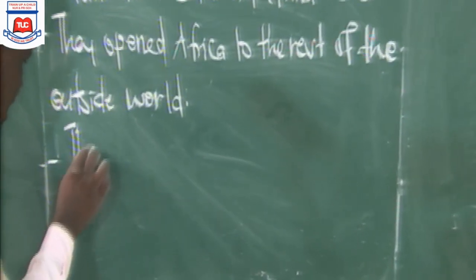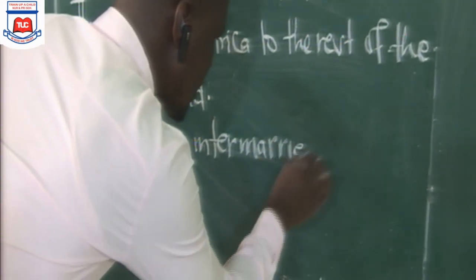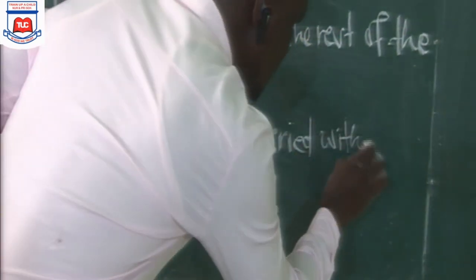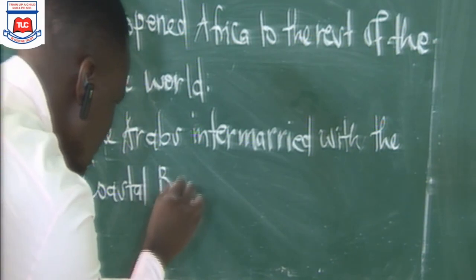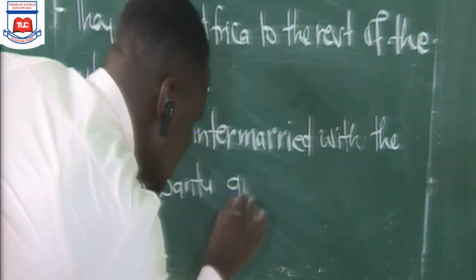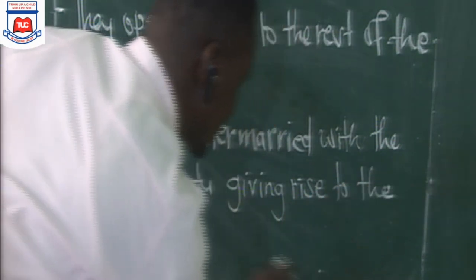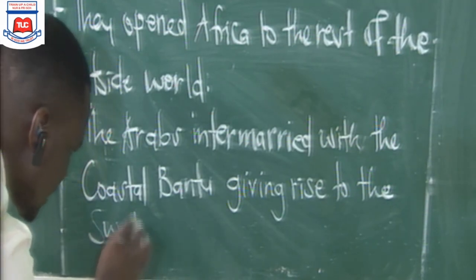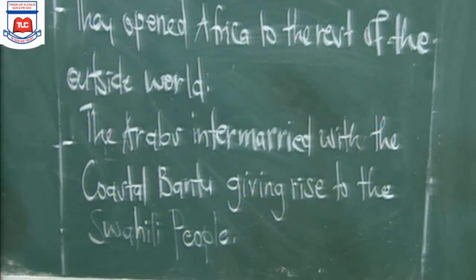So we shall say the Arabs intermarried with the coastal Bantu, meaning there were Bantu tribes that were living along that coast, intermarried with the coastal Bantu, and this giving rise to the people that we call the Swahili people. So these are some of the positive effects that we can talk about at the moment.